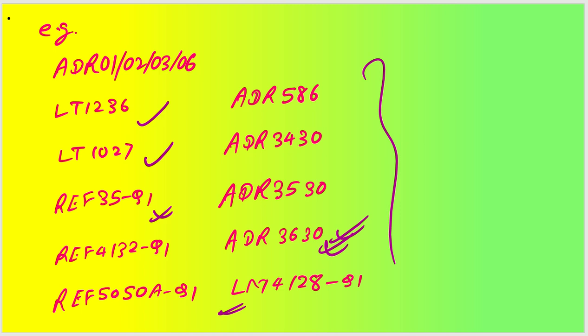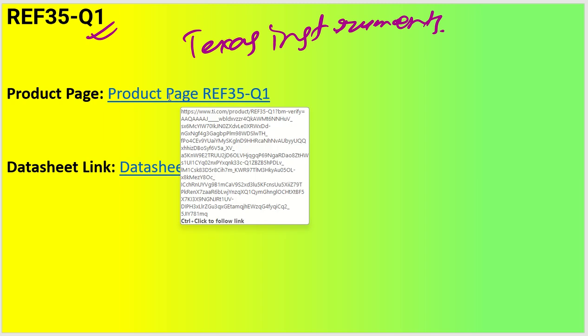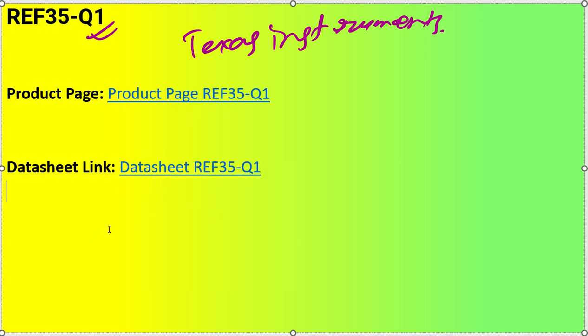So that you have a better understanding to become very good hardware engineers, whatever the applications that are there in your mind or in your industry projects that you can take up. Now let us get into understanding the particular IC that we have taken up, which is REF35-Q1. This is from Texas Instruments. I have given the link for the product page and the data sheet, which I will also give you in the comment box in the description.